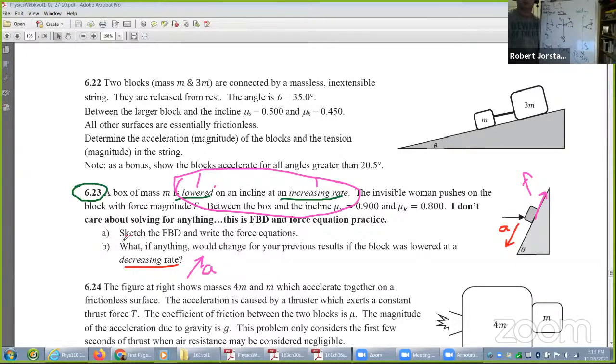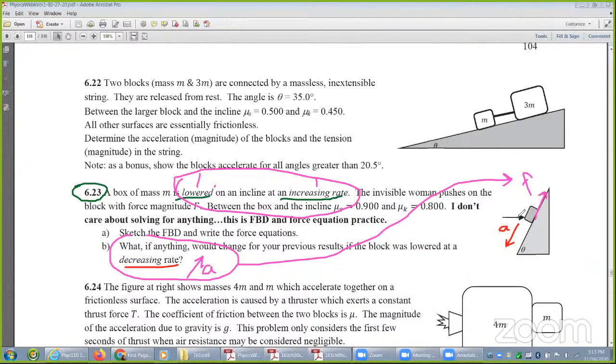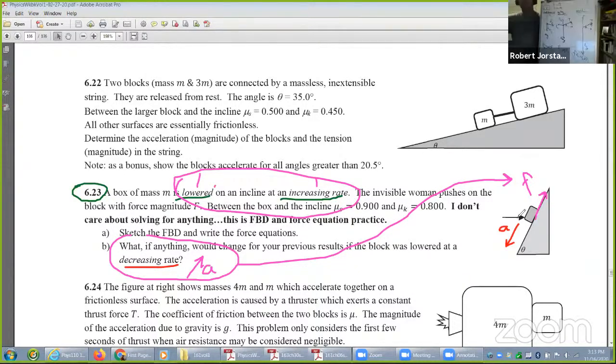So let's look at part B. In particular, in part B, what's that going to do to the friction direction? If you're lowering it at a decreasing rate, you accelerate up the hill. What happens to the direction of friction? It flips. Nothing. I was trying to decoy you, right?